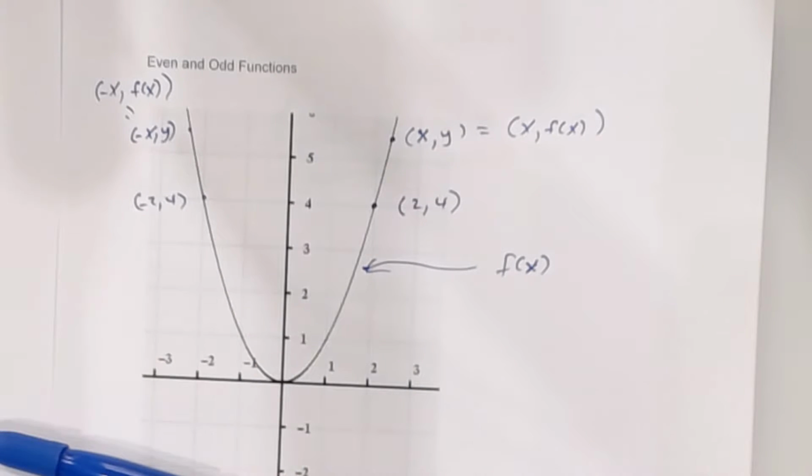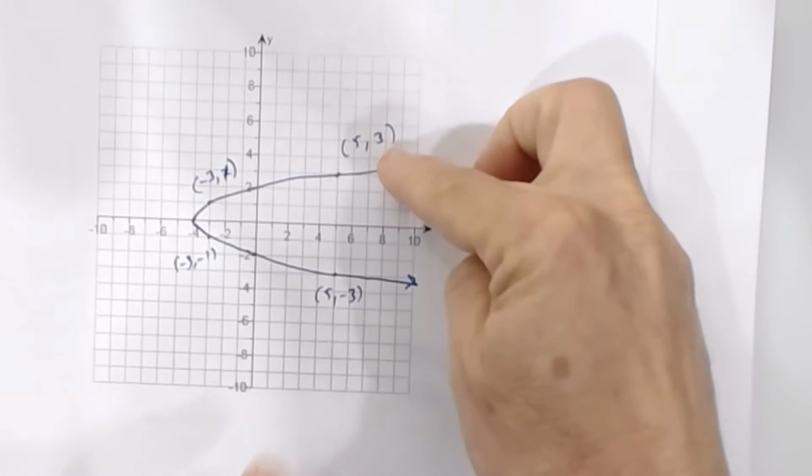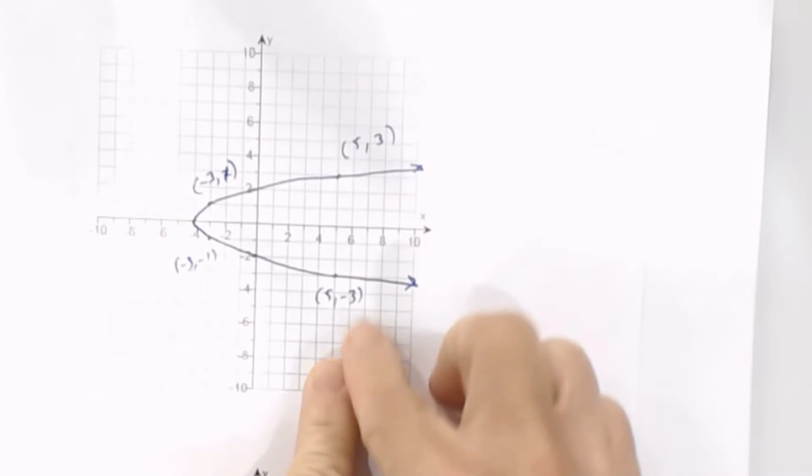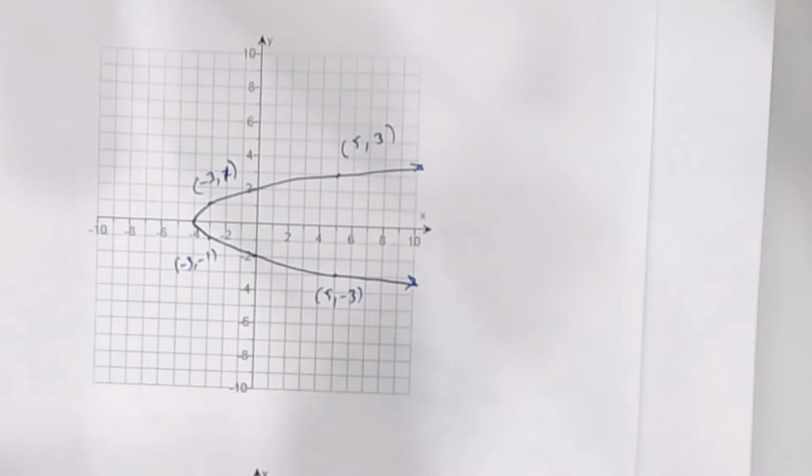So just think that all you're doing is just reflecting about the y-axis. So the height, y, stays the same. It's the x's that change. Over here, you have 5, 3. This becomes what? 5, negative 3. So when you reflect about the x-axis, the x's stay the same. What changes? The y's. Okay? All right.